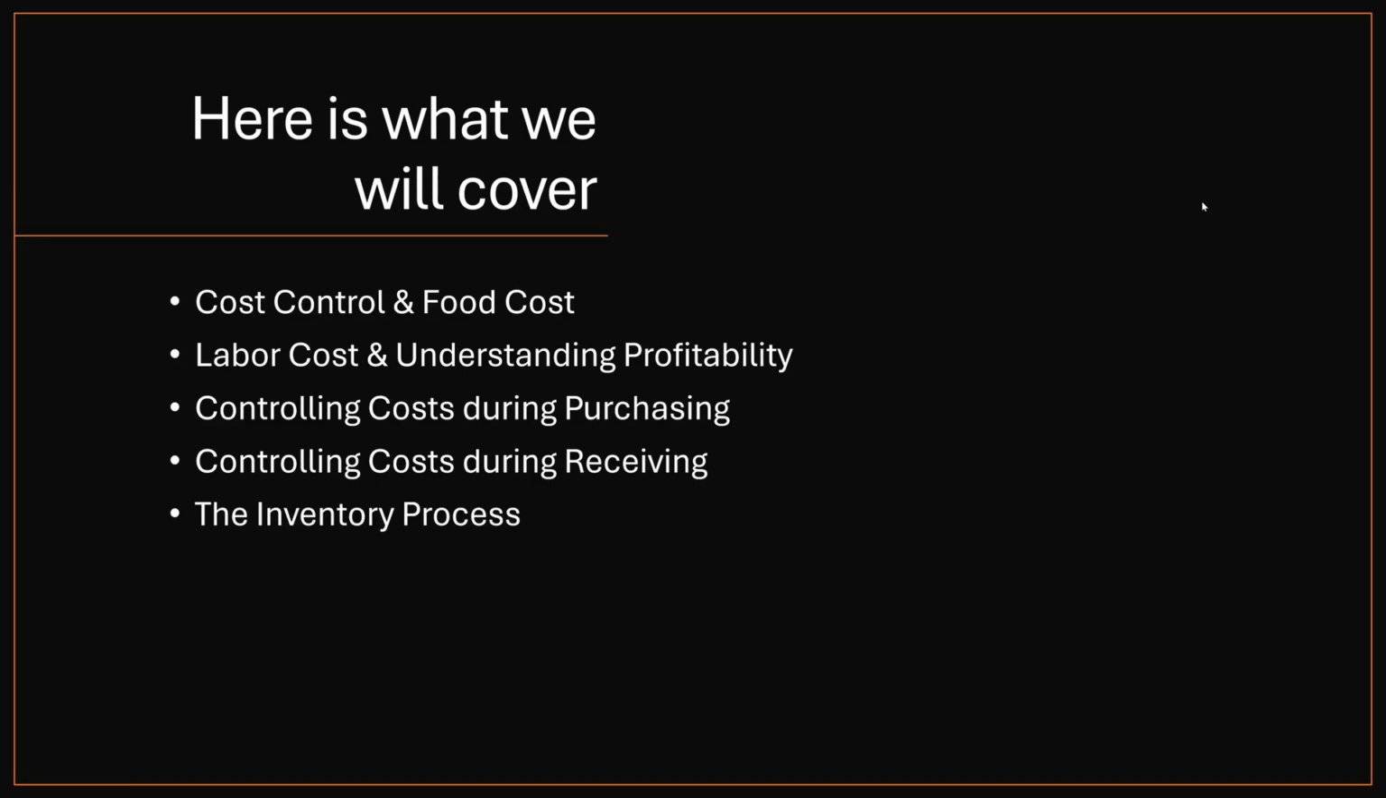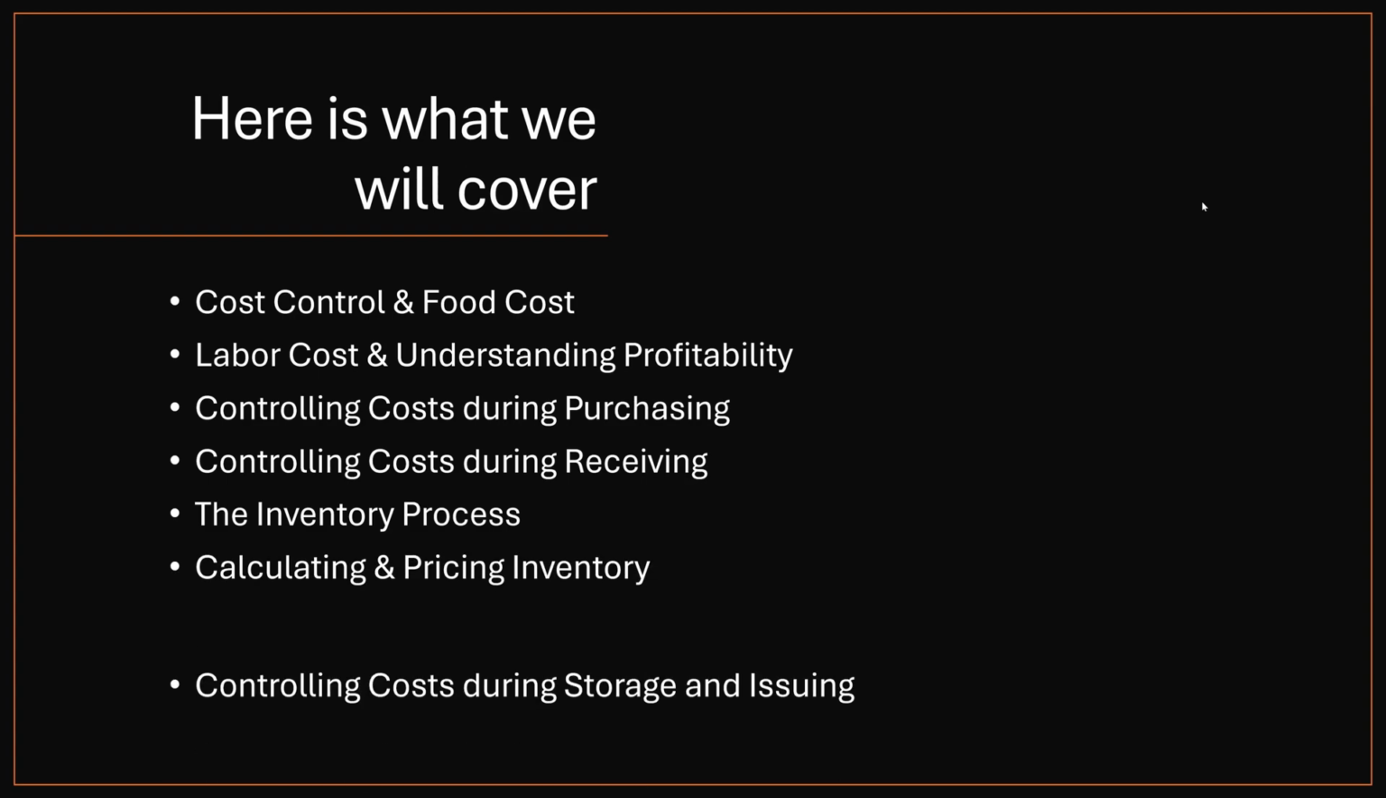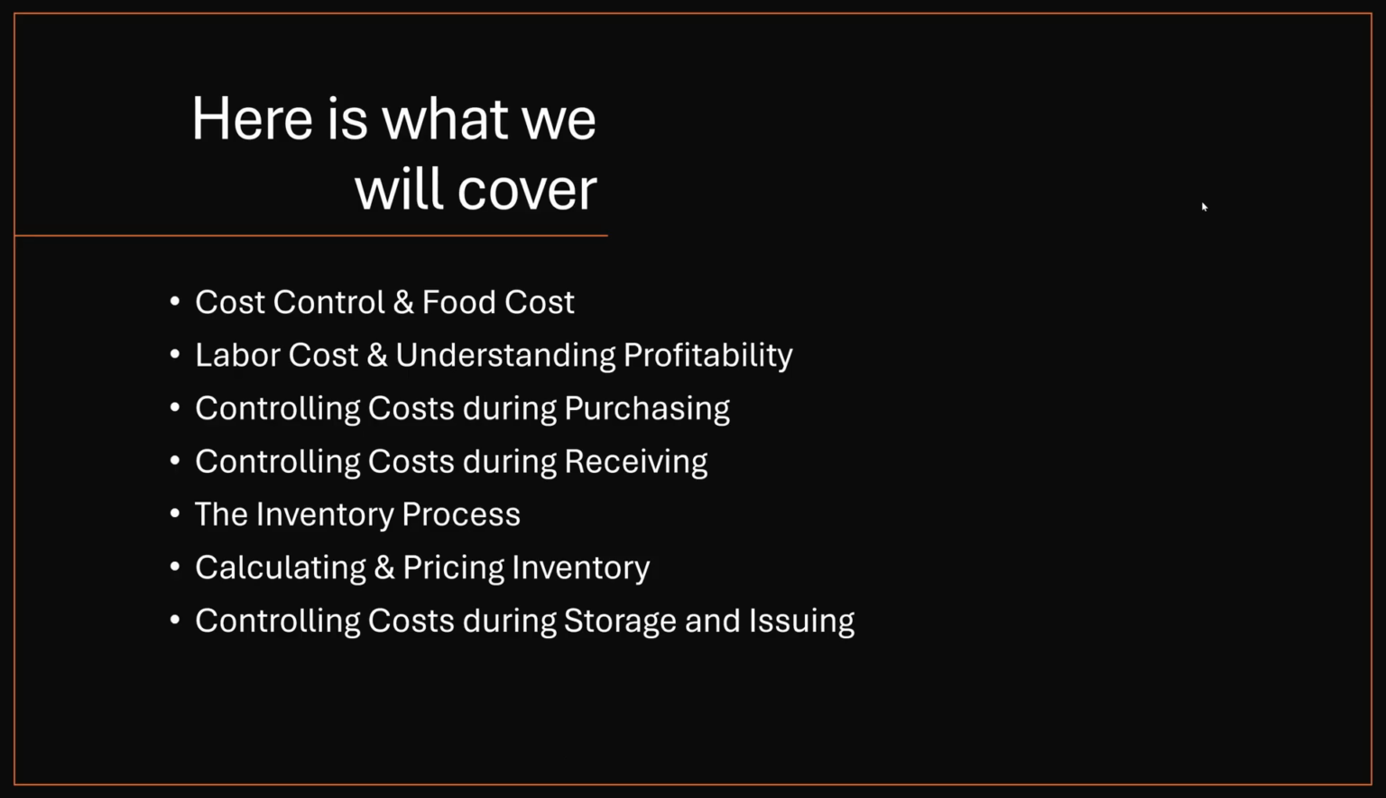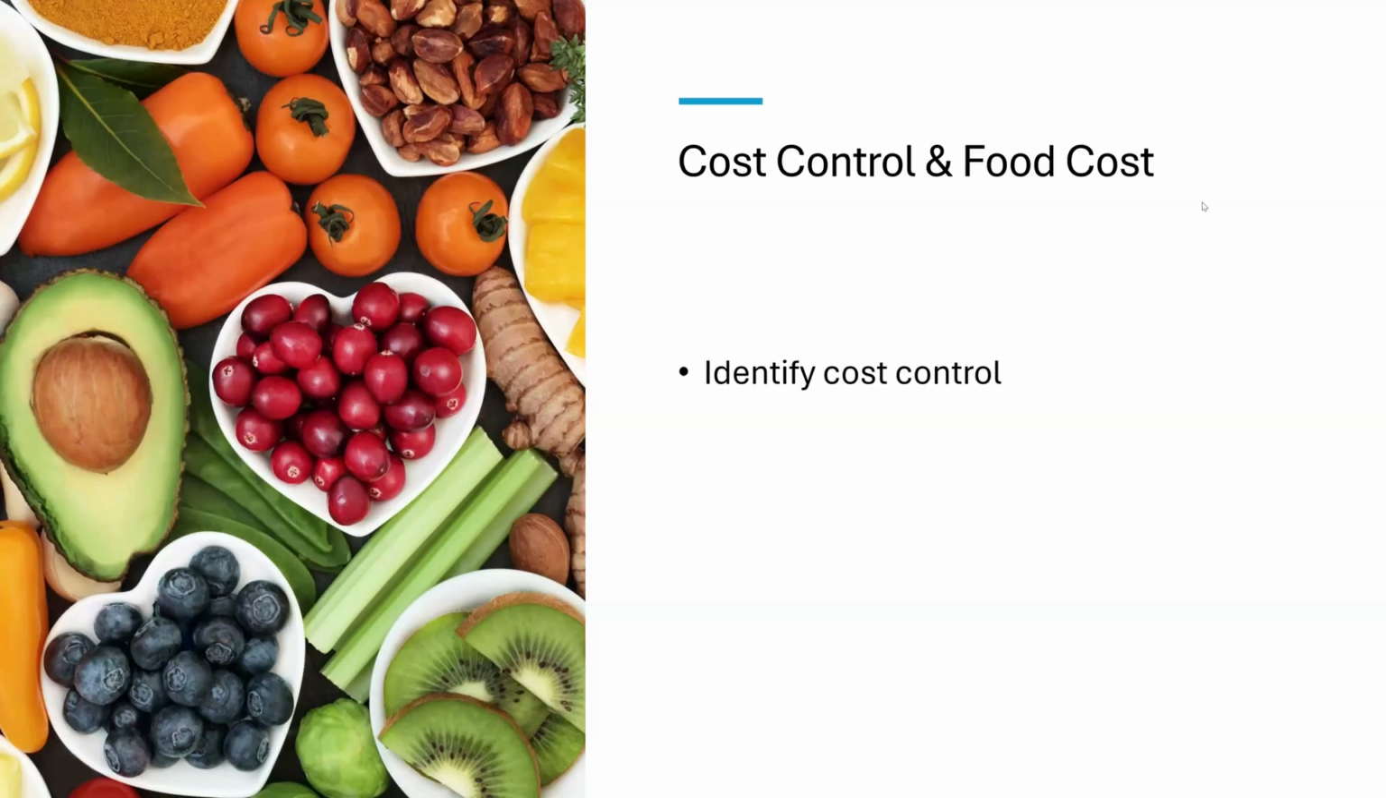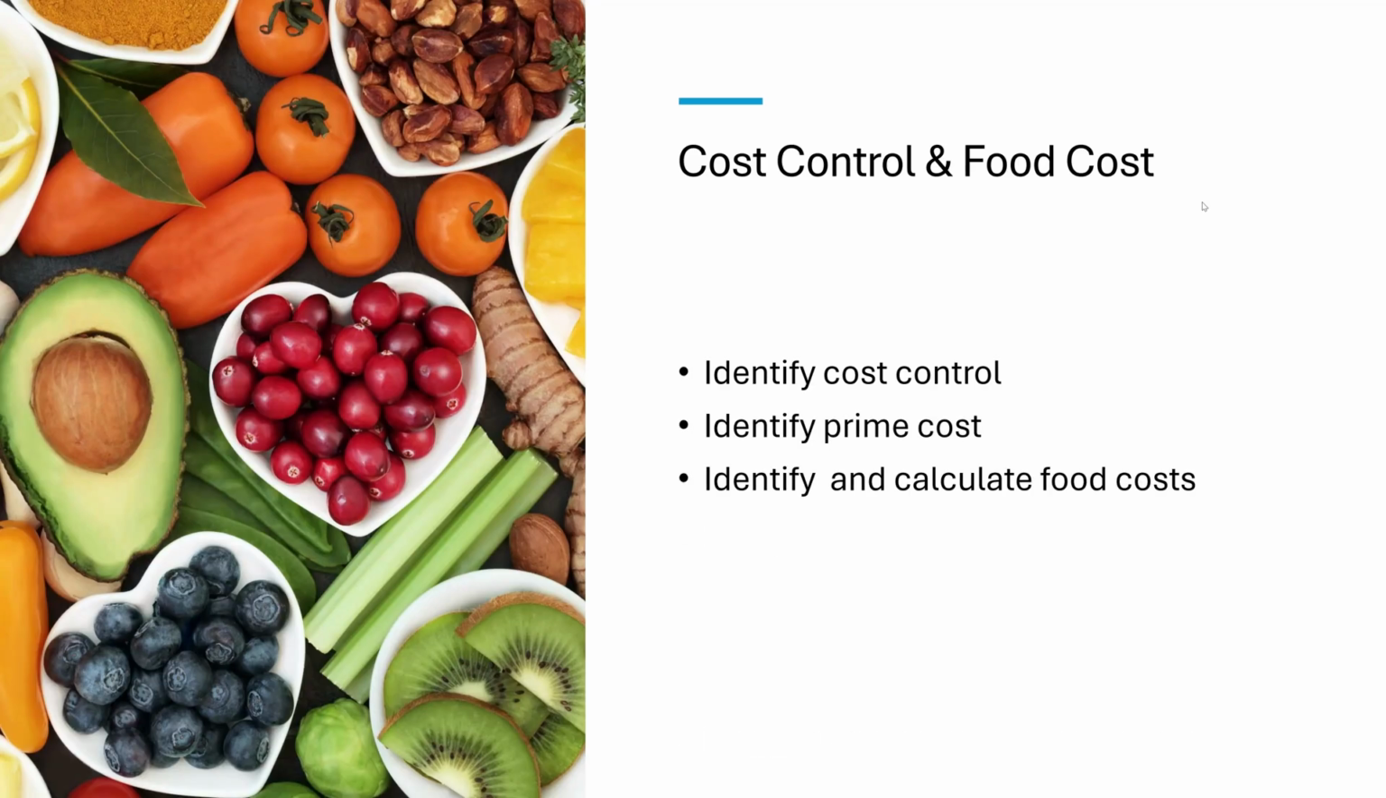The inventory process, going to go a little bit more in depth with that today. And then calculating and pricing your inventory, going to touch on that a little bit, and then controlling costs during storage of your inventory, as well as taking stuff out of inventory, what we call issuing. In the next few slides, we're going to identify some cost control, identify prime costs, which we've talked about, identify and calculate some food costs, identify factors that affect food cost.